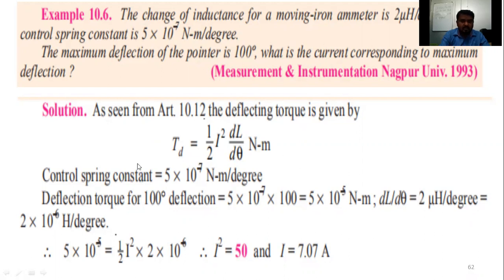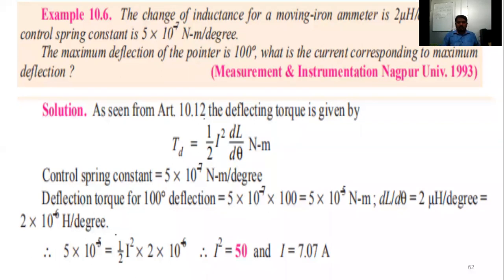Next, the control spring constant is nothing but K, 5 × 10^-7 newton meter per degree. Now, how many degrees are there maximum? The torque for 100 degrees is 5 × 10^-7 into how many? Maximum deflection is 100 degrees, so multiply by 100. So 5 × 10^-5 newton meter.